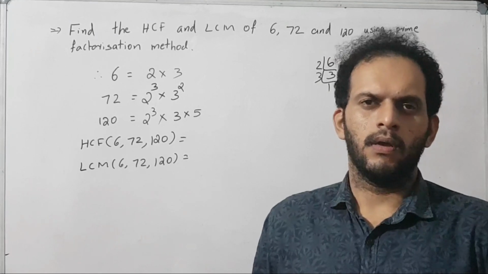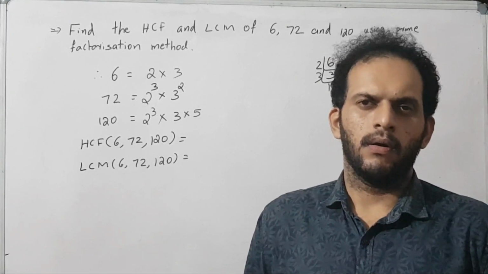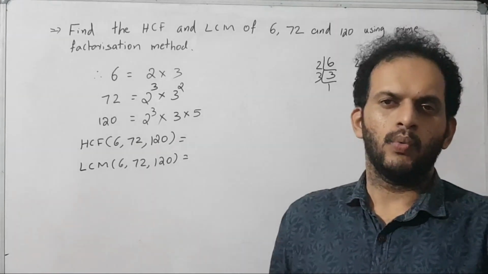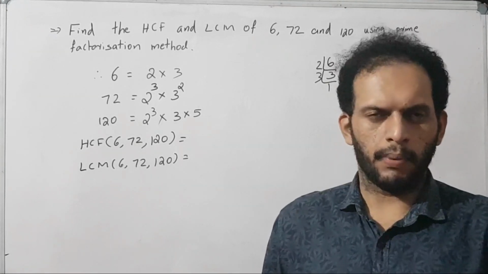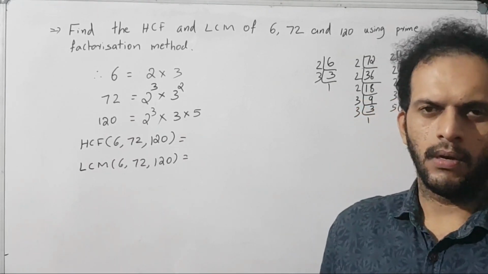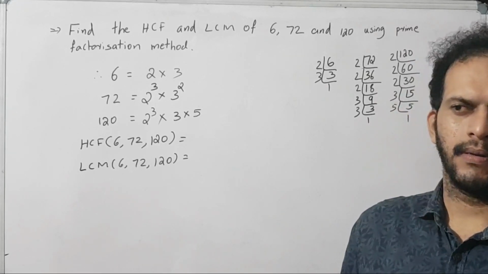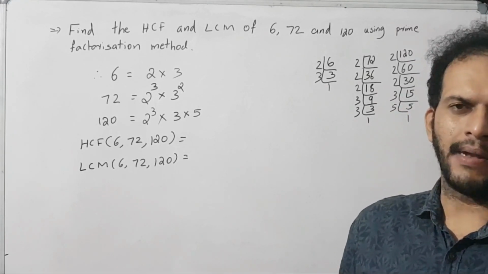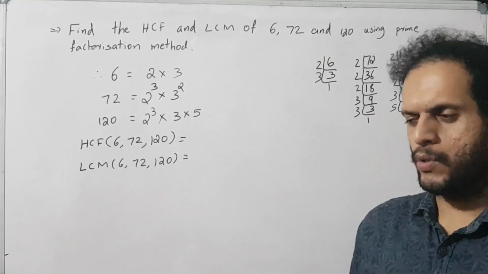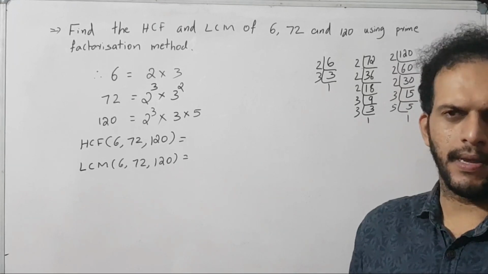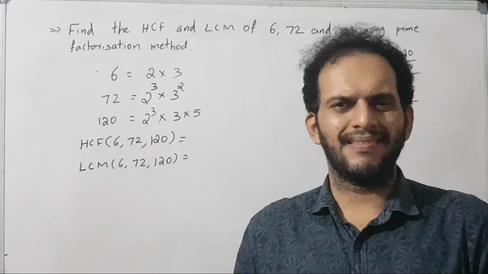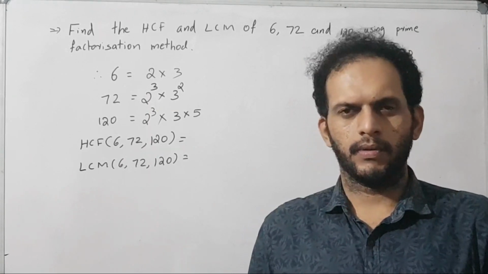We find the LCM and HCF of two positive numbers by using prime factorization, correct? In the last class we discussed the idea behind the LCM and HCF of two positive numbers, correct? And also we studied the property that the product of the numbers is equal to LCM into HCF, correct?